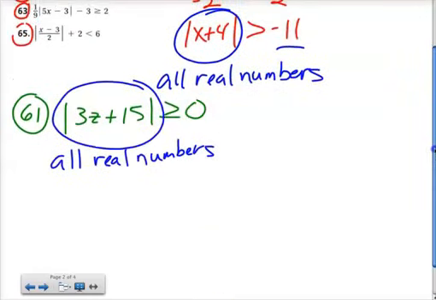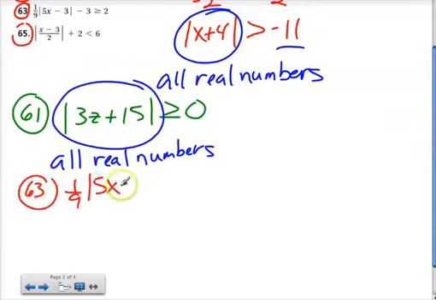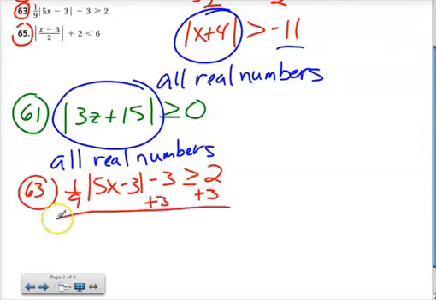Move this up a little bit, just enough to see number 63 there. So number 63 is 1/9 the absolute value of 5x minus 3 minus 3 is greater than or equal to 2. Again, you have to isolate the absolute value, so we're going to go ahead and add 3 to both sides. We have 1/9 absolute value of 5x minus 3 greater than or equal to 5. No flipping when we're adding.